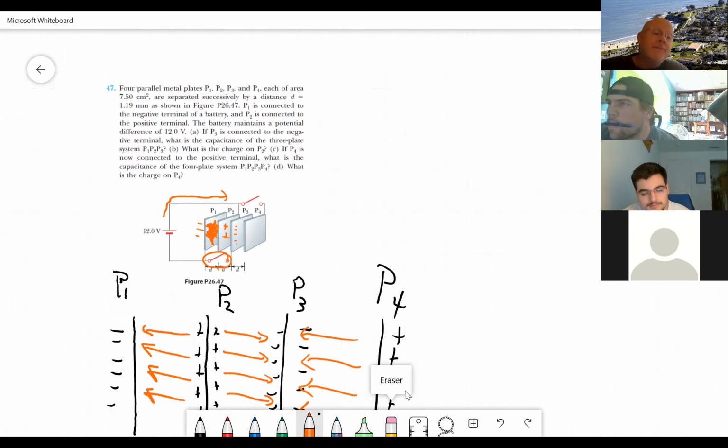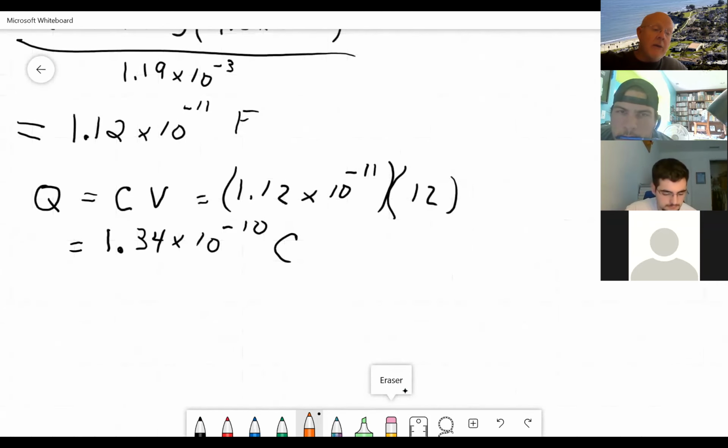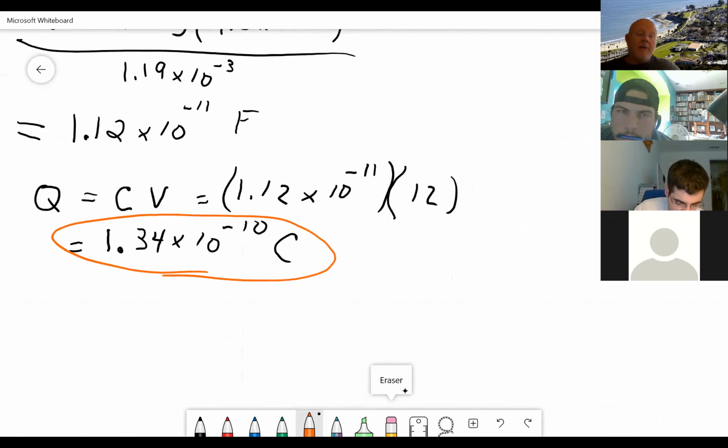Yes, good. Well put. Now be careful with D though. What's the charge? The charge on P4 is only going to be the charge on one of those 3 capacitors. Oh, yeah. It's because P2 has 2 adjacent. Okay. So P4, to do the number quickly, is going to be half of what I got before, half of that one.